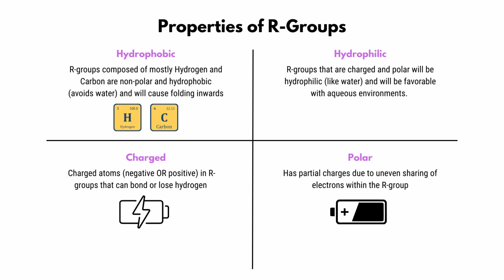And finally, we have the polar R groups. These have partial charges due to the uneven sharing of electrons within the R group, which we'll cover in a different video, but essentially one side has a little more positivity and one side has a little bit of negativity, which causes the R group to be polar and hence more hydrophilic.